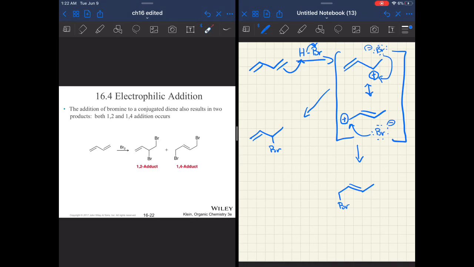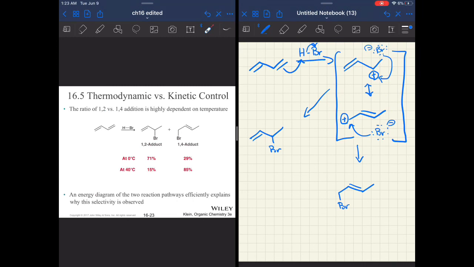Now, we're organic chemists, which means, if you haven't noticed at this point, we're control freaks. We want to be able to control how atoms are connected to each other and how those connections are oriented in space. And so part of that is, if I want to make the 1,2 or the 1,4 adduct, I want to know how I can achieve a major product.